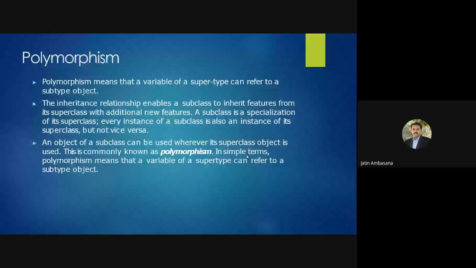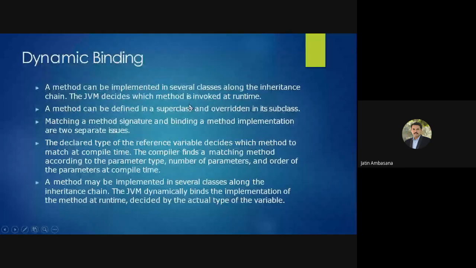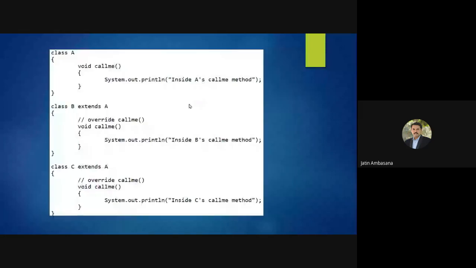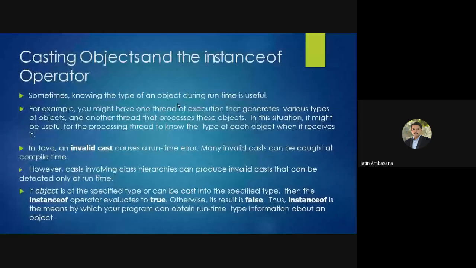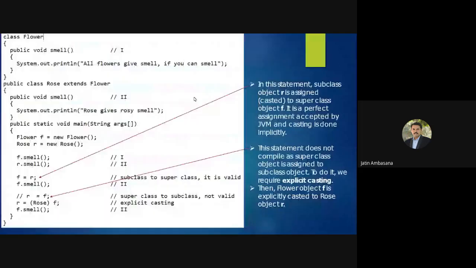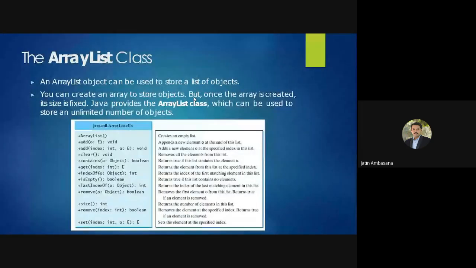Then we saw dynamic binding, how a superclass reference can point to a subclass object and dynamically invoke the subclass method whenever it is called, even though the reference type is of the superclass. Then we saw how we can cast objects and how we can use the instanceof operator to make sure that we are casting correctly. And then today we saw the ArrayList class.